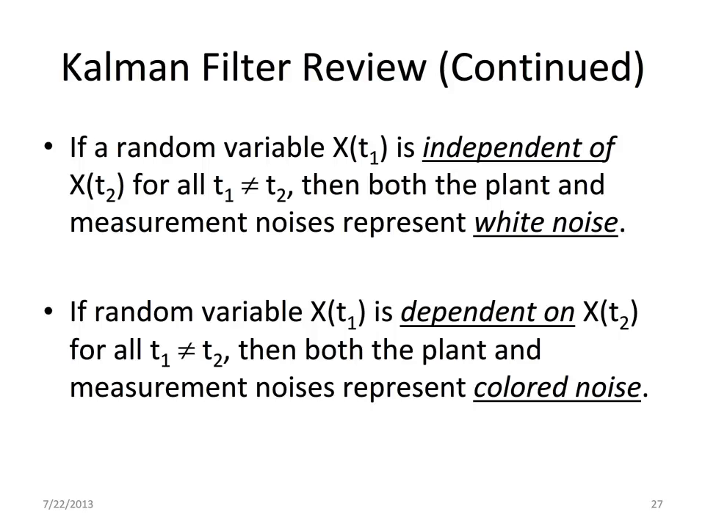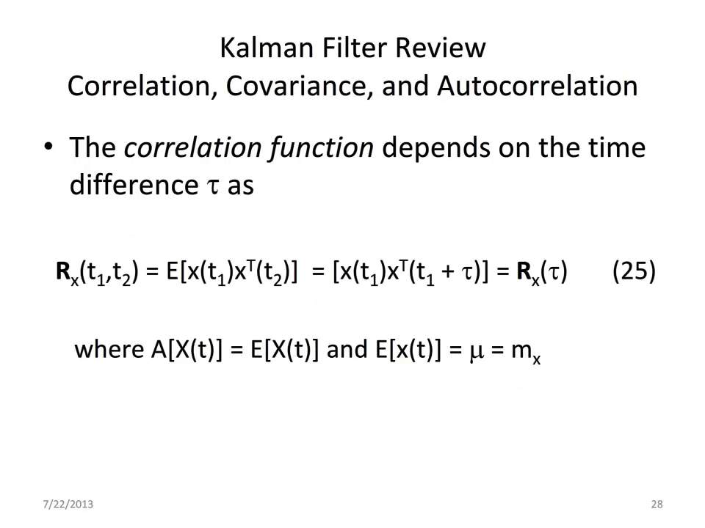For the Kalman filter, we'll do a quick review. The Kalman filter estimates the state of a plant given a set of known inputs and a set of measurements. The plant is described by a state model, equations 23 and 24. U of t is a deterministic input. Omega of t is an unknown random input called the plant noise. Mu of t is the random measurement noise, which has a corrupting influence on the sensor measurement, which is denoted as measurement of t.